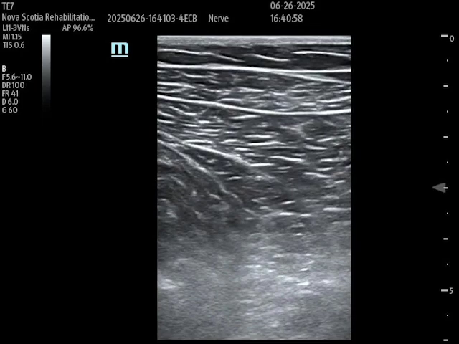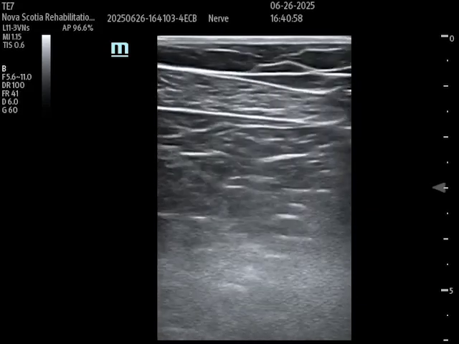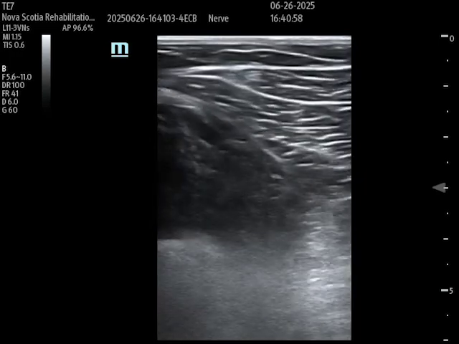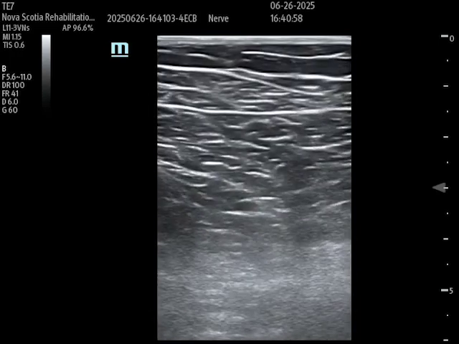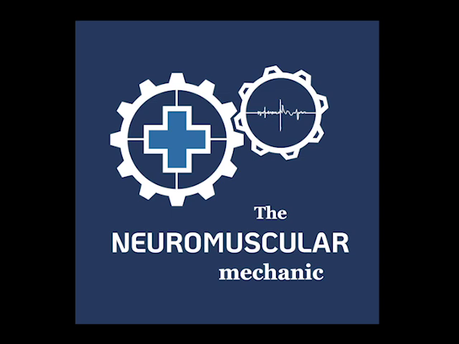If you go too far posteriorly, you'll get the hamstring muscles. If you go too far laterally so that you're more anterior, you might get the sartorius. And if you're too superficial, you may get the gracilis. When it comes to the adductor magnus, there's no recommended dose per the product monographs, just like the adductor longus and brevis, but just like those two muscles, and particularly with the magnus, it's large, so bear that in mind with your dosing.